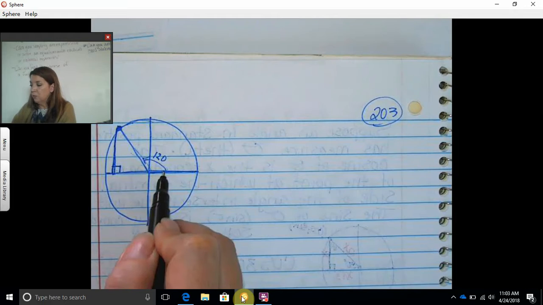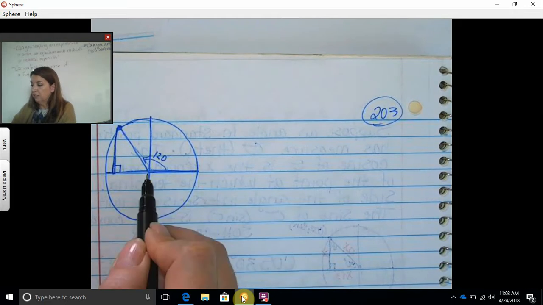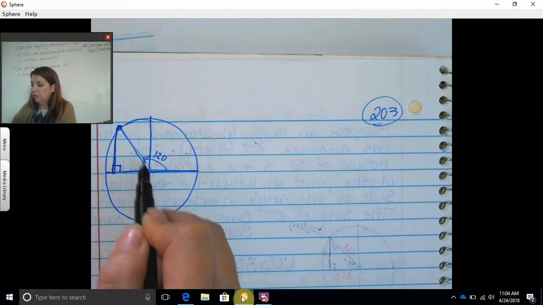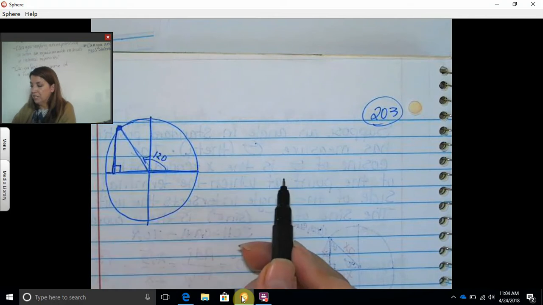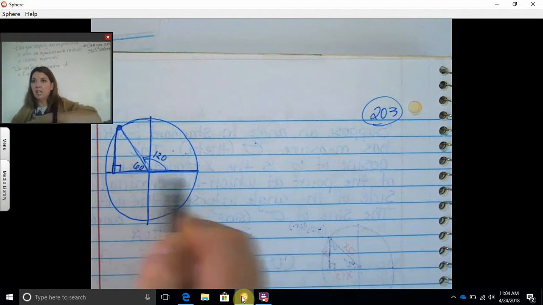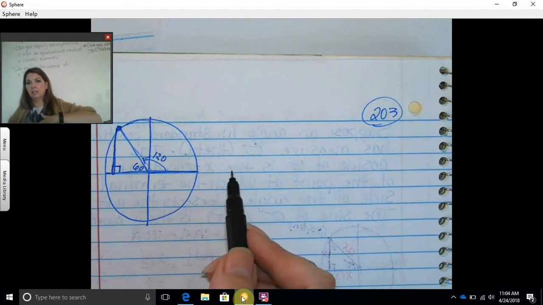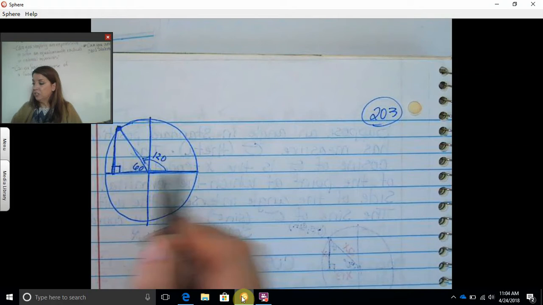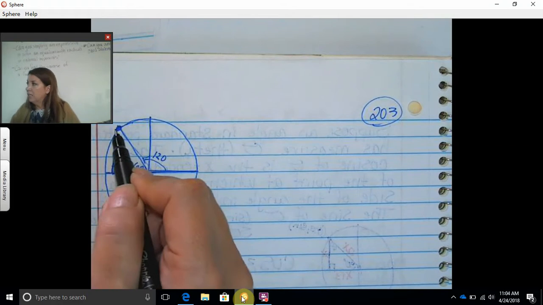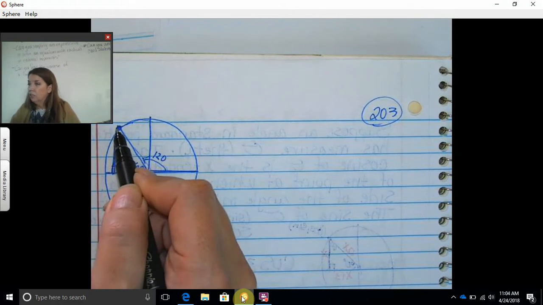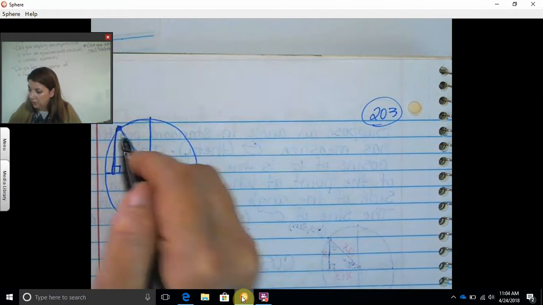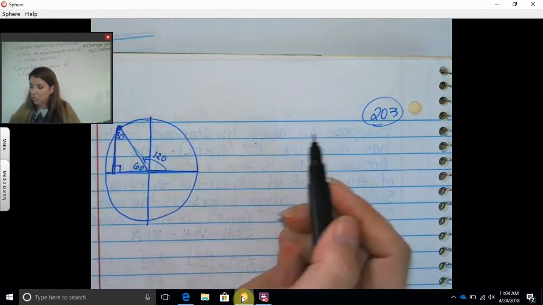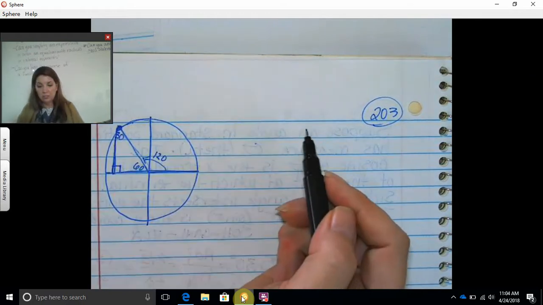So if it's 120 degrees from here to here, then how many degrees is it from here to here? 60. Because you know a straight line's 180 degrees, right? We're still finding the same point on our circle. We're just having to use the other side of it to help us. Does that make sense? Yes, Ms. Fraley. Awesome.